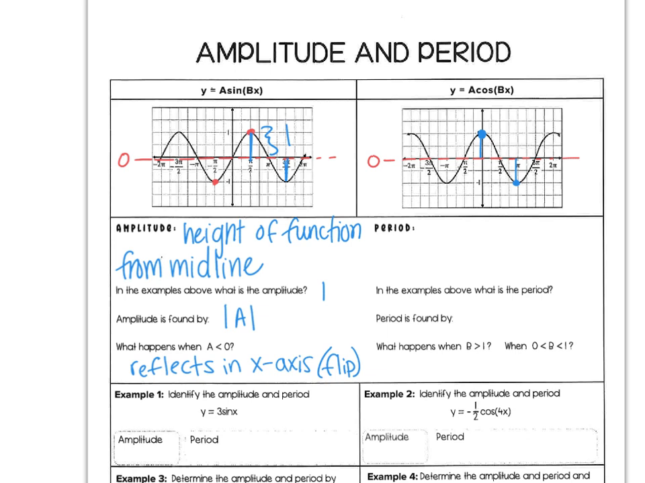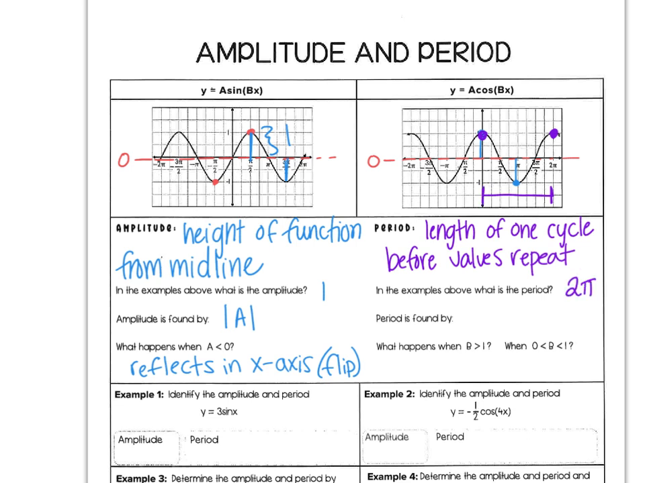vertically, up and down. Okay, and then the period, like we talked about, is the length of one cycle before values start repeating. And we looked at this in our initial graphs, but if we look at cosine and we're starting right here, we can see that at 2 pi is where we get a repeat value. So our period is from 0 to 2 pi.